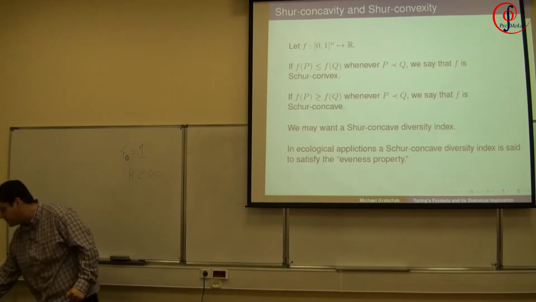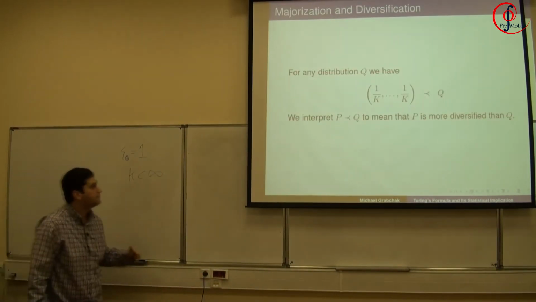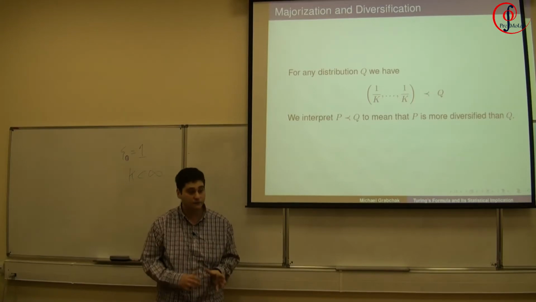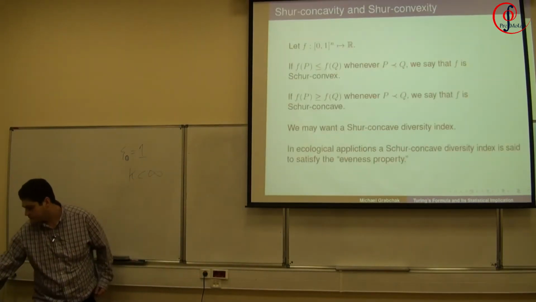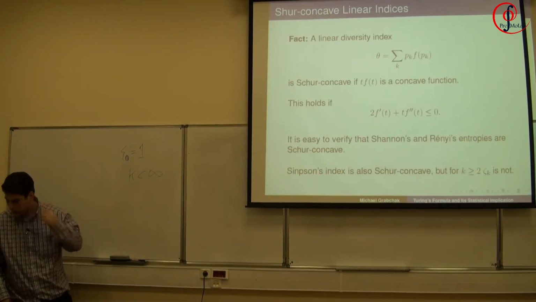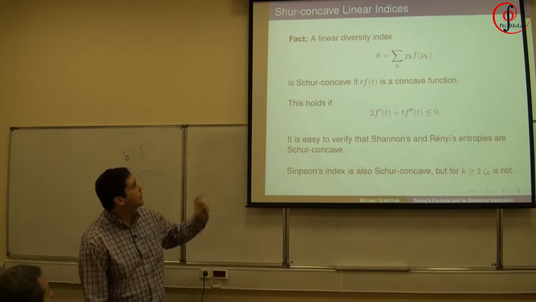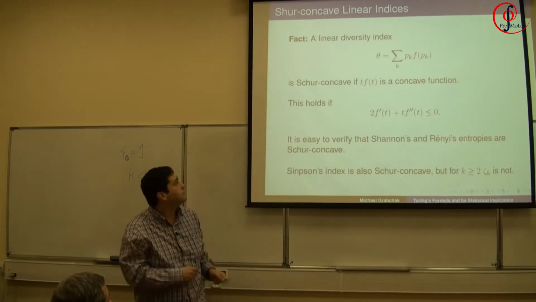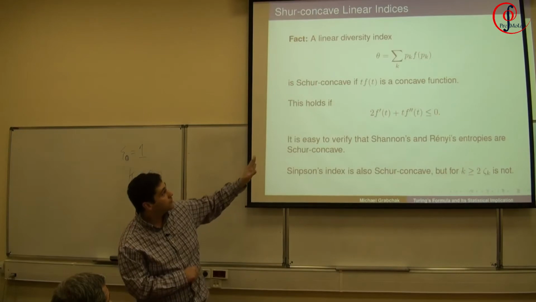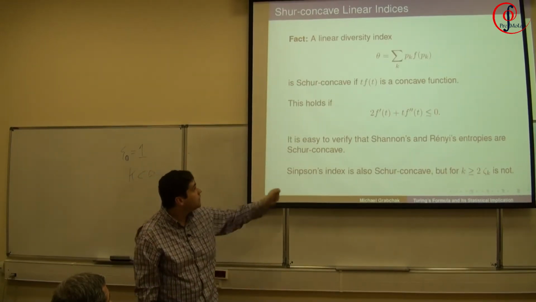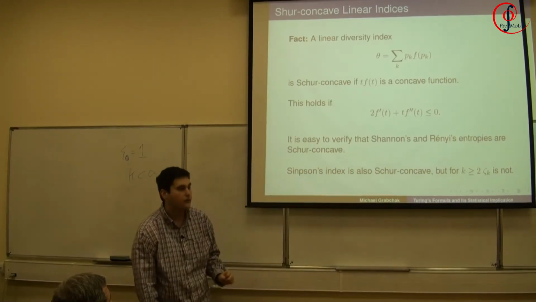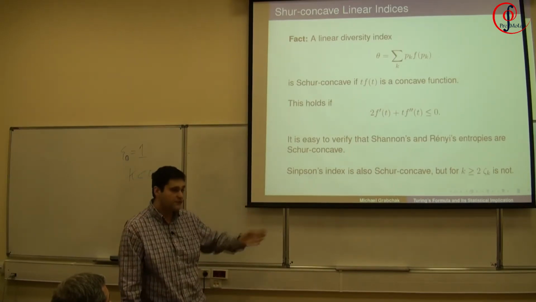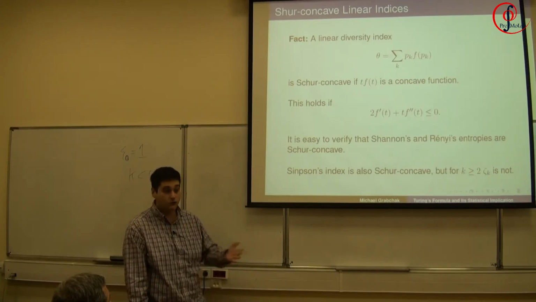The evenness property comes from the fact that the most diverse vector in this case will be the one where the probabilities are all even. And in ecology, they consider that to be a very important condition. What is true is that any linear diversity index can be written as this sum of p_k f of p_k. And a function of this form is Schur concave so long as t times f of t is a concave function. And of course, if f is differentiable, twice differentiable, which, since we're assuming it has a Taylor expansion, it's going to be twice differentiable.